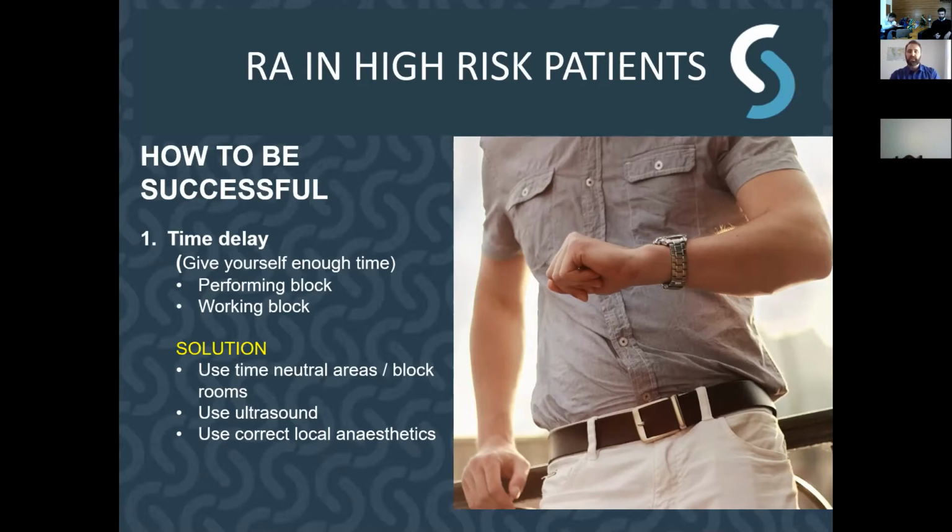Then using the correct regional anesthesia or local anesthetics, choosing your drugs correctly to help you speed up the time. And then slow epidural titration in patients, for instance, with critical aortic stenosis, also takes some time.